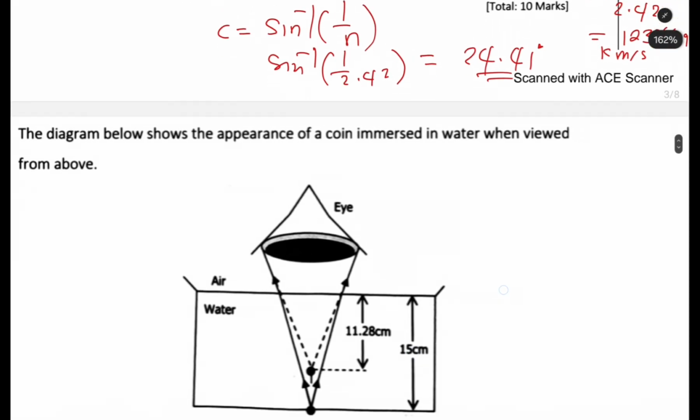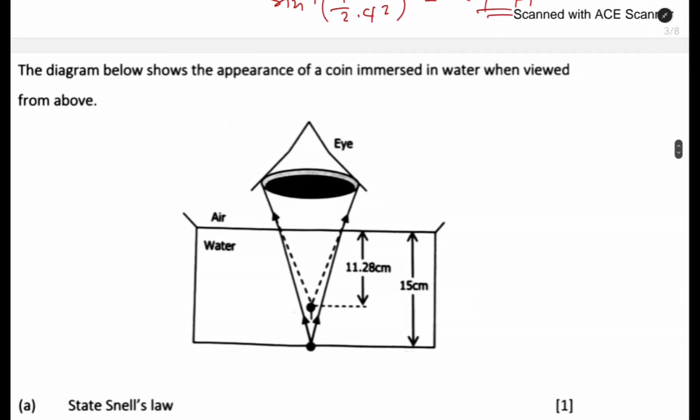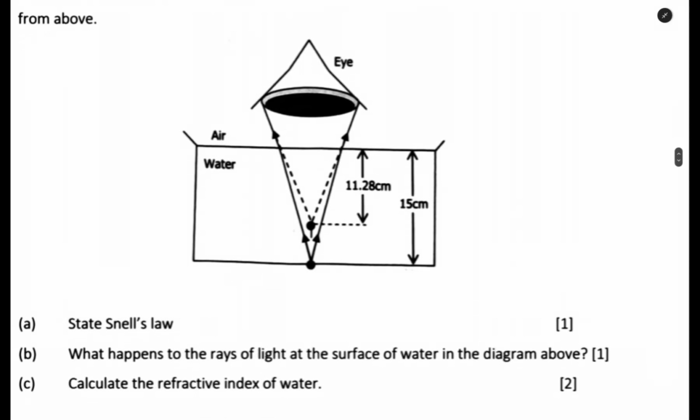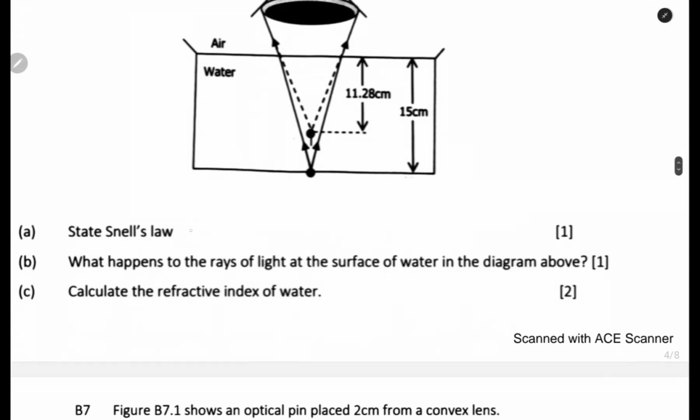Then let us have a look at this question. The diagram below shows the appearance of a coin in water when viewed from above. State Snell's law. So this is the question that I've given at some point that you need to state Snell's law. I still maintain you are going to answer it. Then question B, what happened to the ray of light at the surface of water in the diagram above? So the ray of light at the surface is refracted. So the ray of light is refracted.